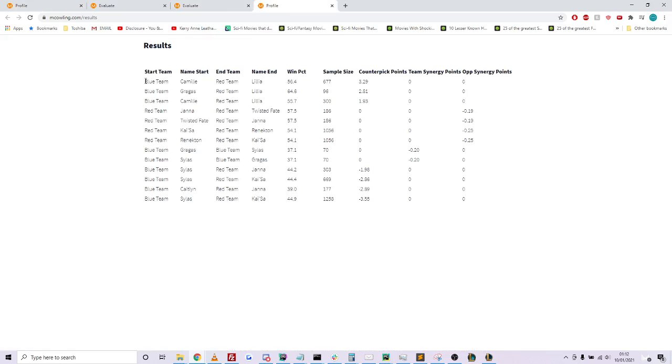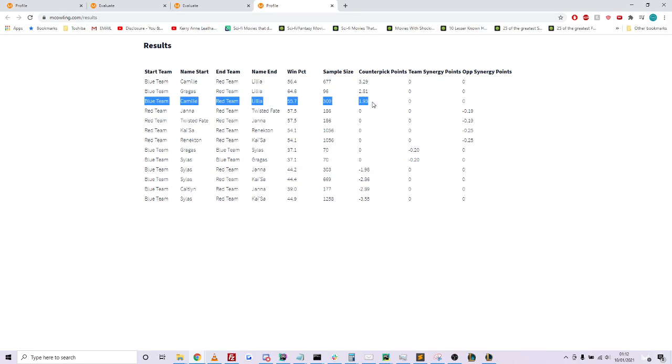and then we can see, for example, Camille. So remember, any positive number is good for the blue team, any red number is good for the red team. So Camille actually counts as Lilia. We've got the win percentage for Camille here, so the win percent corresponds to the first champion, over a sample size of 677 games. Gragas beats Lilia, Camille beats Lilia again.